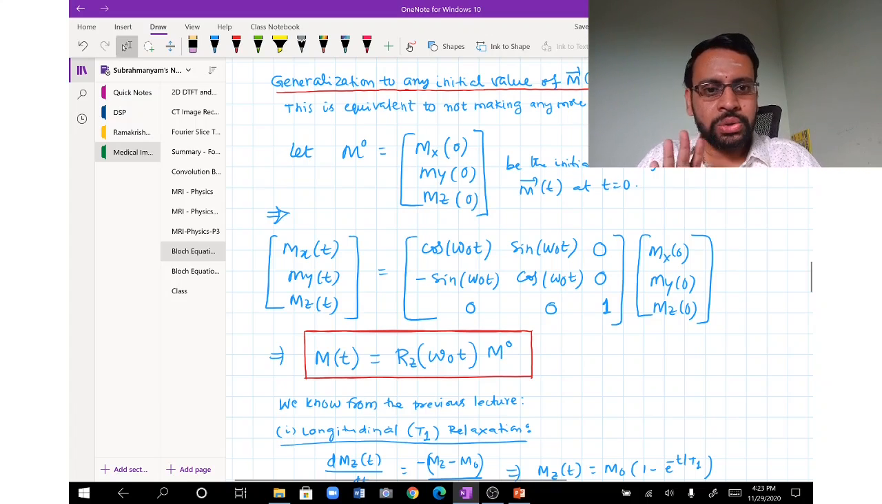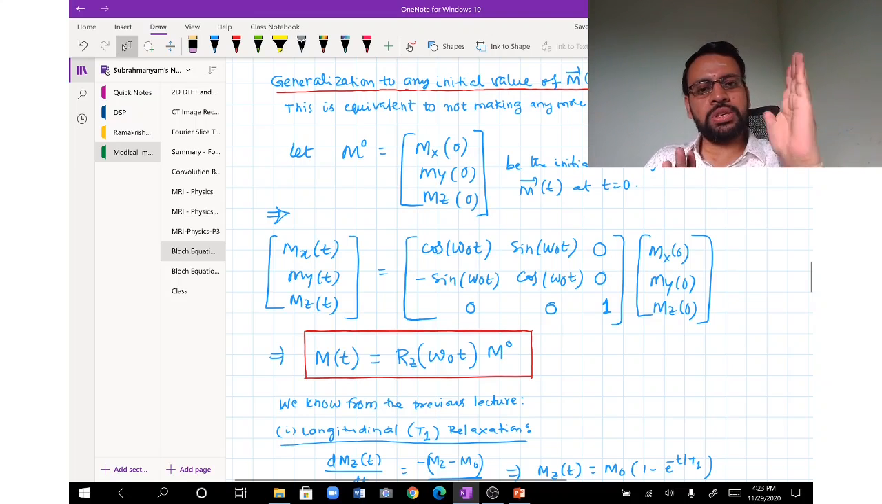So all you need to do right now is your initial values of Mx of 0, My of 0 and Mz of 0 need to be multiplied with cos omega naught t, sin omega naught t, minus sin omega naught t, cos omega naught t, right?